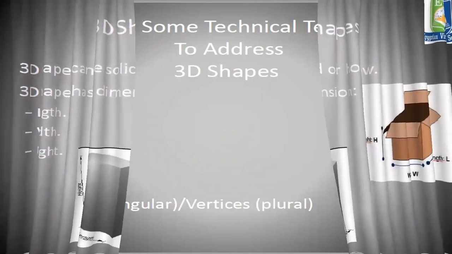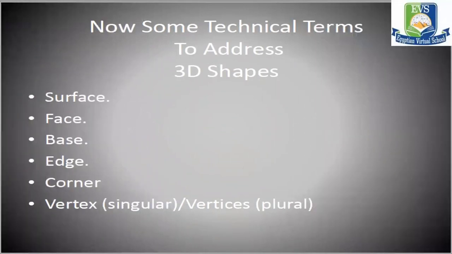And also we have some technical terms about the 3D shapes. Every 3D shape should have surface, face, base, edge or side, corner or vertex. Every 3D shape should have these things. So what are these terms? What is the surface and what is the face? What is the base? Let's see.